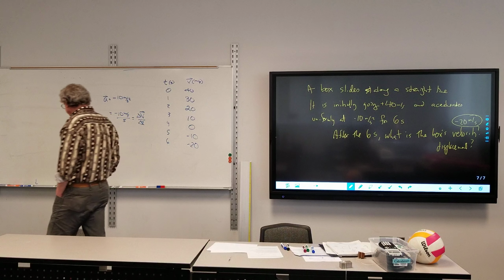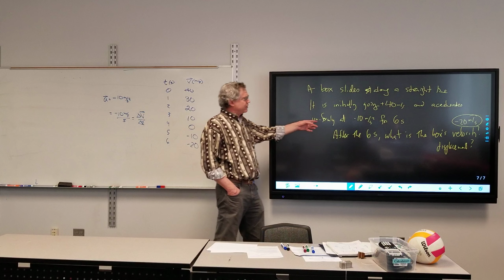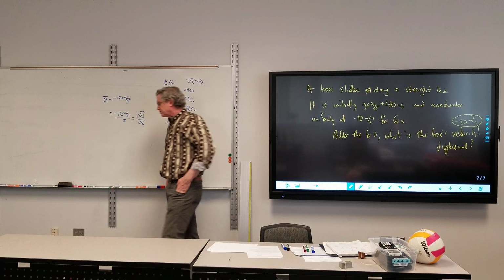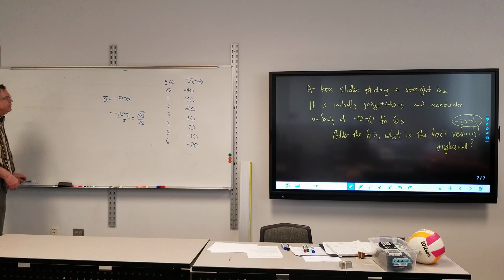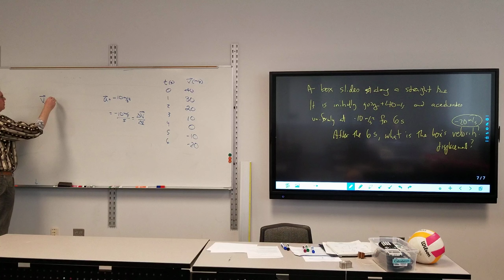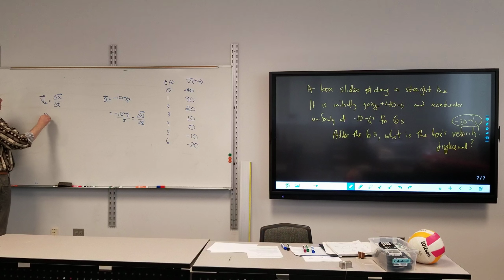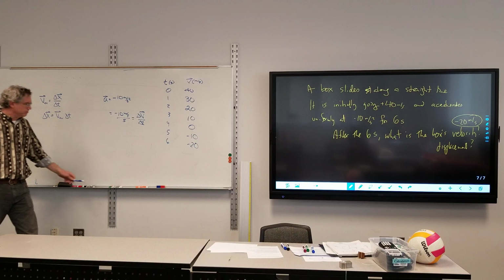So the displacement, just the vocabulary, when I say uniformly, that means constant. I know that my average velocity is equal to my displacement divided by time. So my displacement is going to be my average velocity times time. So I just need to figure out what my average velocity is.